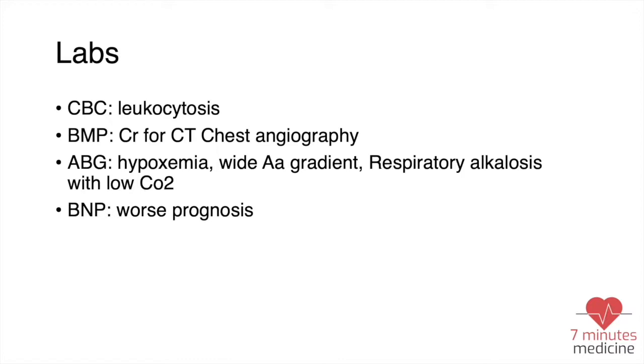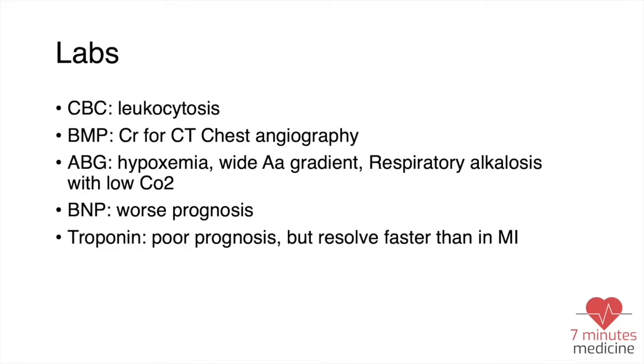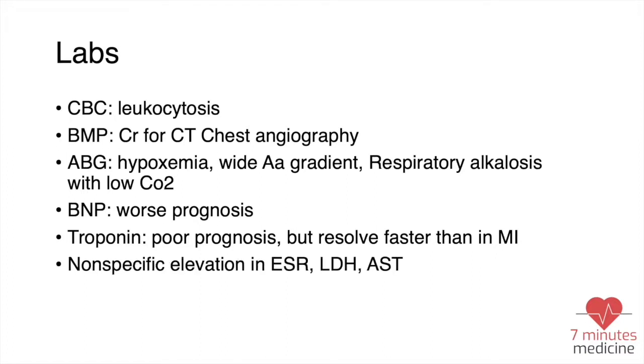BNP for risk stratification, and if the BNP is elevated, this is a worse prognosis. Troponin, also the same thing, it is a poor prognosis. And why is BNP elevated? Because if you have a big PE, this will cause dilation of the right ventricle, and this will result in elevated BNP. The troponin also, if you have too much stretch and some death in the muscles of the ventricle, it can leak and cause elevated troponin, and this is a sign of poor prognosis. And there is also some non-specific elevation of ESR, LDH, and AST.